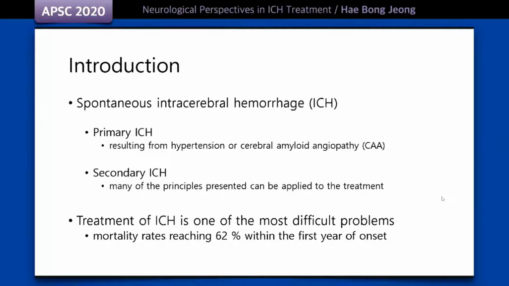The focus here will be the management of primary ICH, but the treatment of ICH is one of the most difficult problems facing neurologists, neurosurgeons, and neurointensivists. In spite of advances in medical technology, the outcome for patients suffering from a spontaneous ICH remains bleak, with a mortality rate reaching 62% within the first year of the onset.